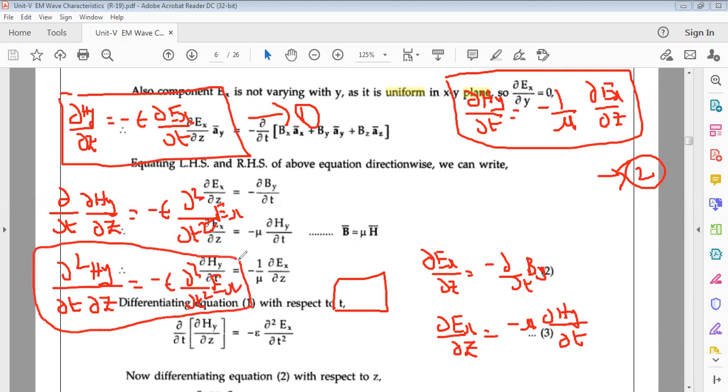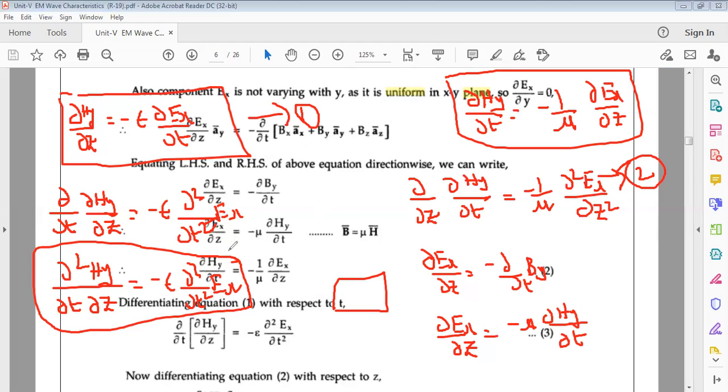Remember this equation. And similarly, to equate the two functions, we can differentiate on both sides with ∂/∂z of ∂Hy/∂t, which is equal to minus 1 by mu into ∂²Ex/∂z², since ∂/∂z is already there.